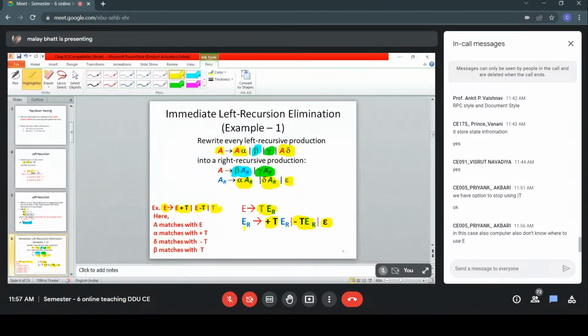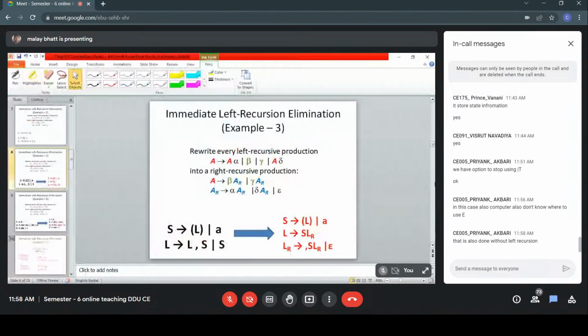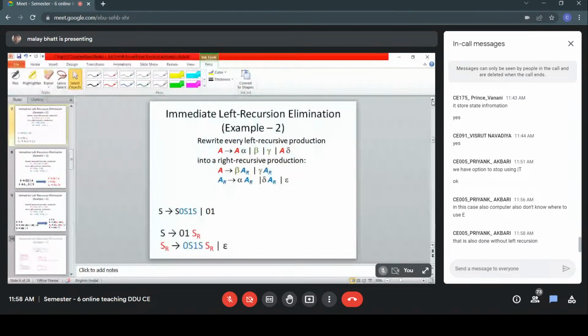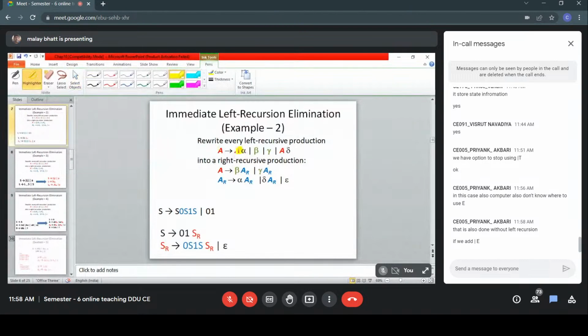So now let us take one more example, because one example is definitely not sufficient. Let us go for the second example. Again, we have the rules given at the top. A gives A alpha or A delta, where A is the left recursive rules and A is the non-terminal.